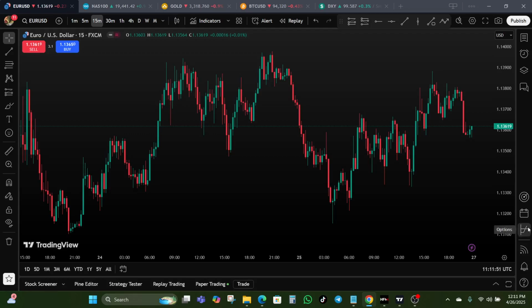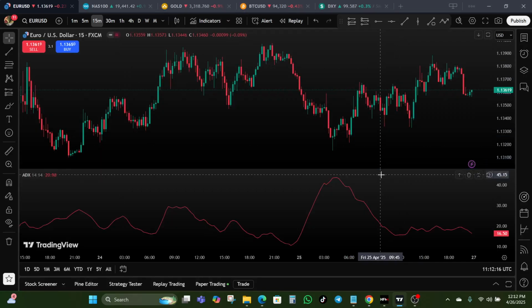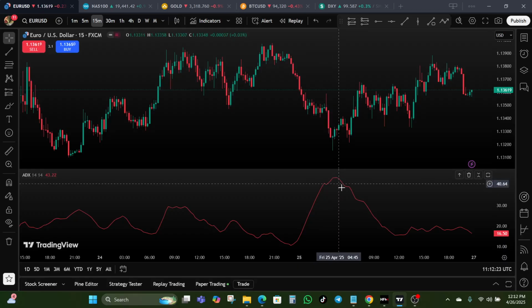Now, the average directional index, or the ADX for short, is one of the most powerful tools in technical analysis. It helps traders measure the strength of a trend without caring about its direction. Okay, let's just add ADX to the chart as we proceed with that. Now, a rising ADX signals a strengthening trend, while a falling ADX shows a weakening trend.